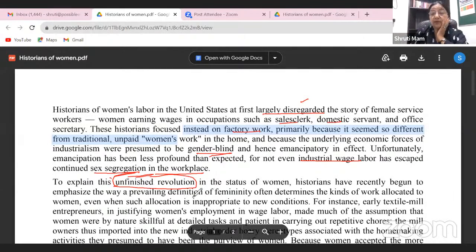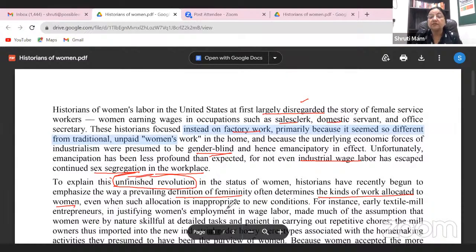So he says here, to explain this, historians have recently begun to emphasize the way a prevailing definition of femininity often determines the kind of work allocated to women. So there is a segregation at work, sex segregation. If I'm a woman, I'm given a different work. If somebody is a male, he's given a different work. So he says a prevailing definition of femininity, the work allocated to women. Can you see how he's building?